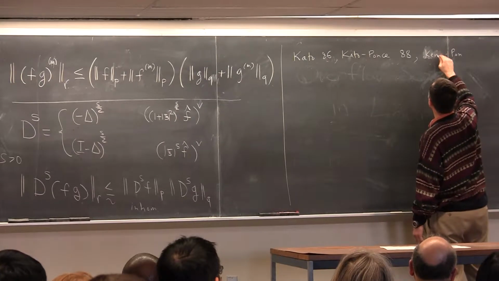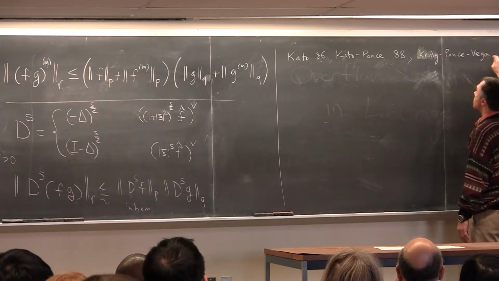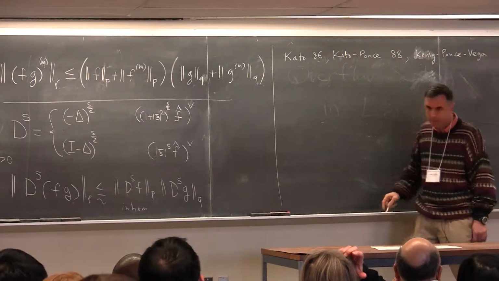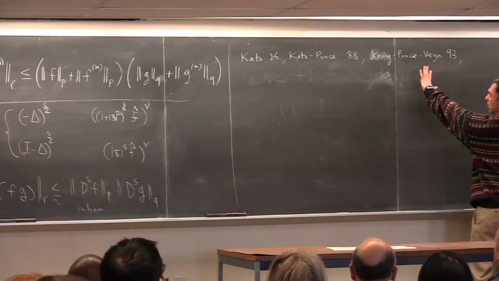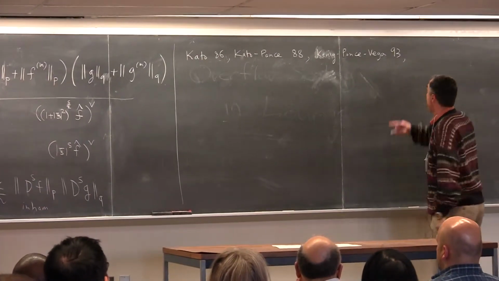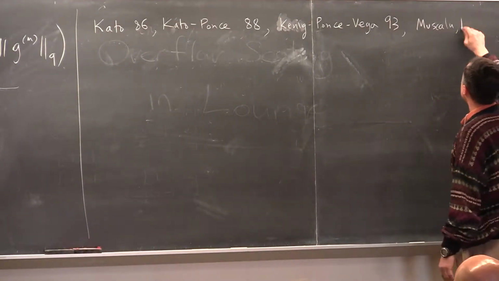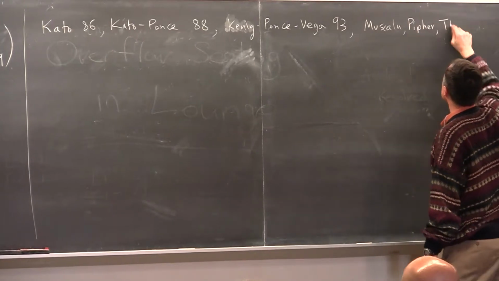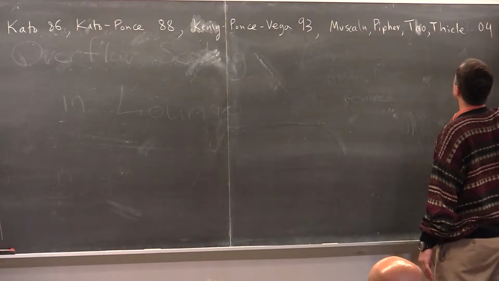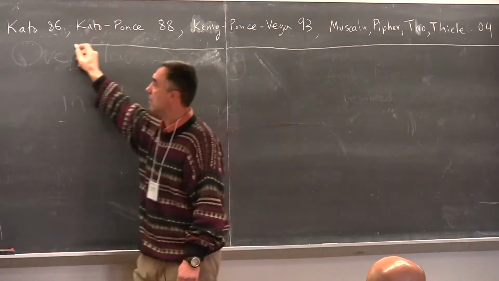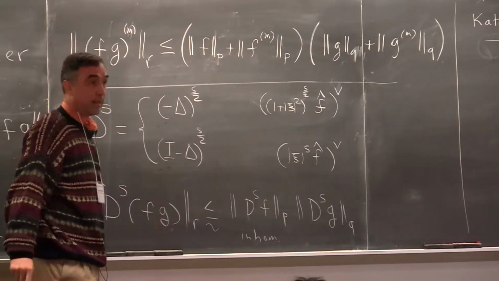Koenig, Ponce, and Vega. Sorry, different K. That was in '93. And that proved the cases where S is up to 1. And then there's another paper by Muscalu, Pipher, Tao and Thiele in '04 that dealt with the case of the general S.